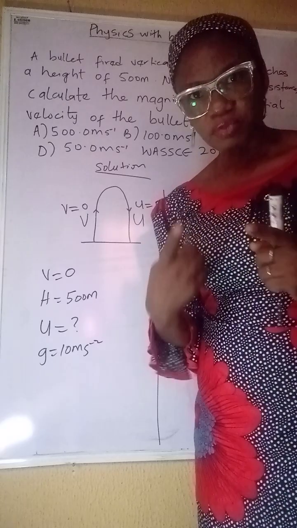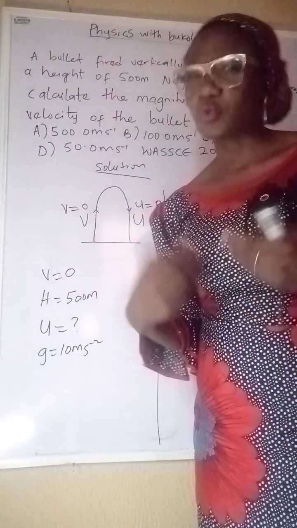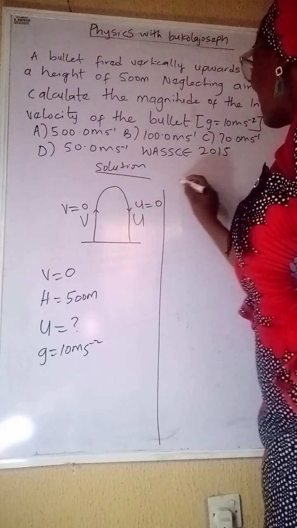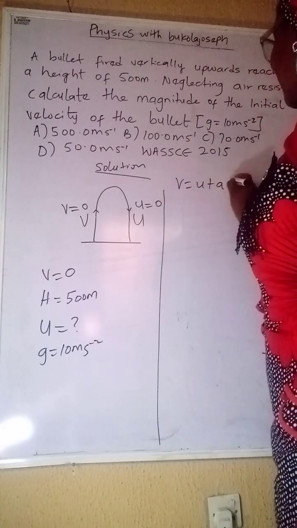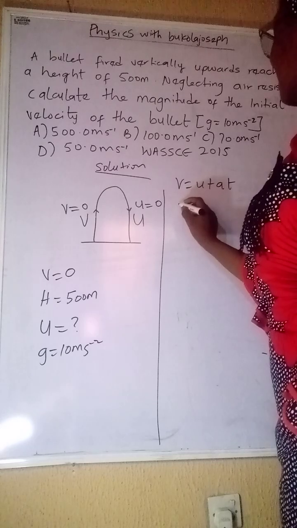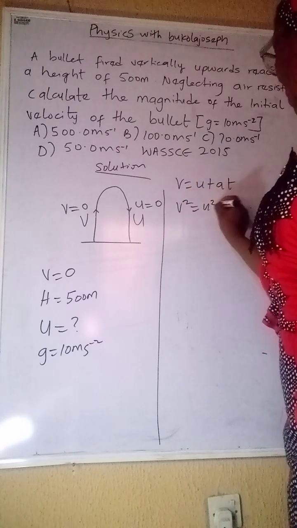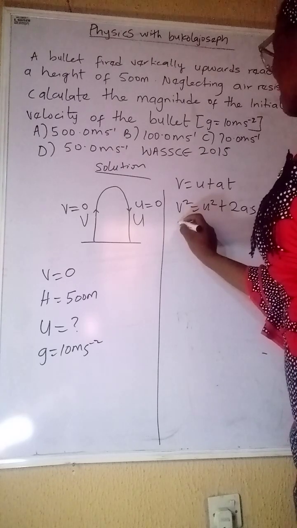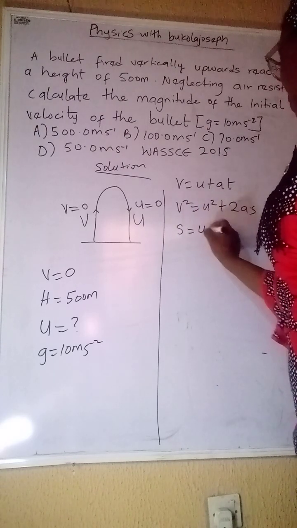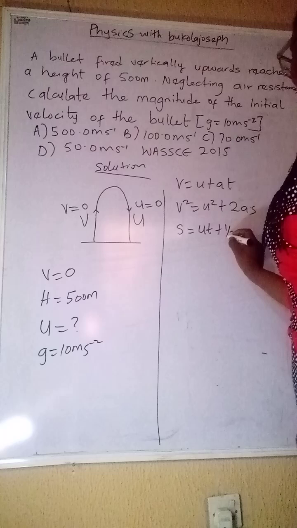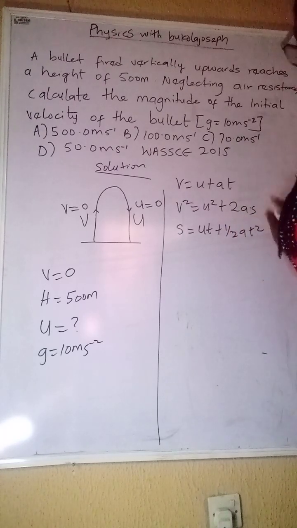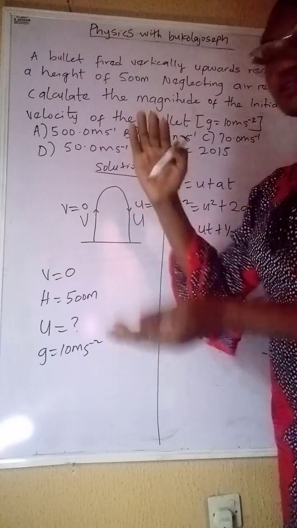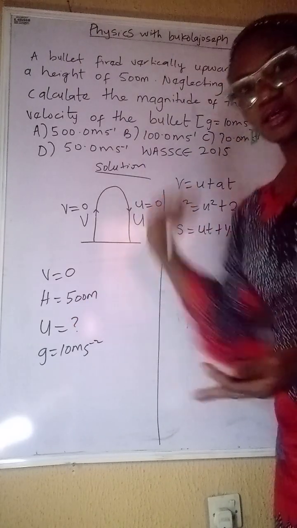One of the equations of motion will solve this problem, but which one? We have V is equal to U plus at. Then V squared is equal to U squared plus 2as. Then s is equal to ut plus half at squared. These are the three equations of motion. But this one has to do with height. This is not horizontal motion.